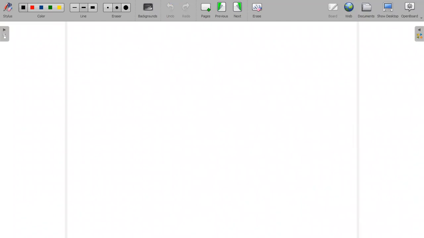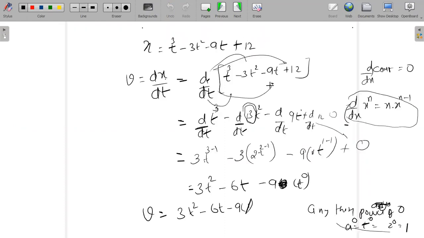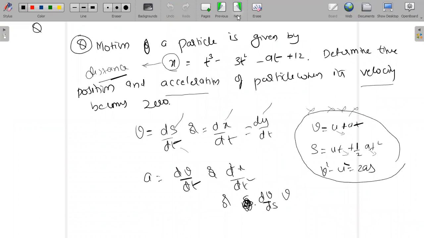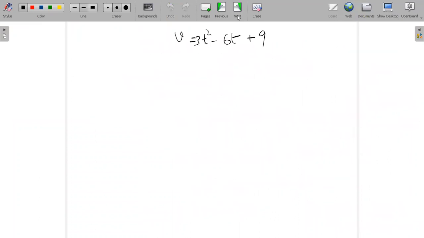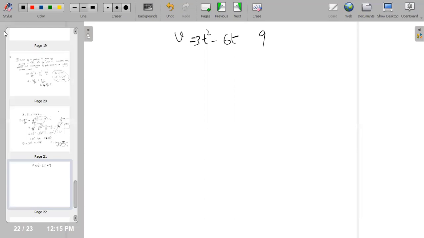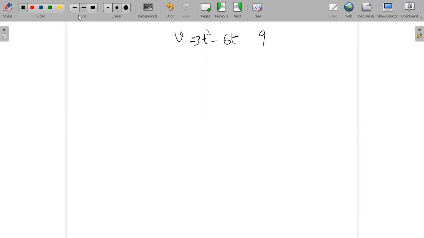So we got the value of v as 3t square minus 6t plus 9, plus itself or minus? It's minus. Let me check once again. Minus itself. Okay, no issues. So this is minus 9. So we'll take the result. Clear? So this is minus 9. Done? Okay till here, everyone?